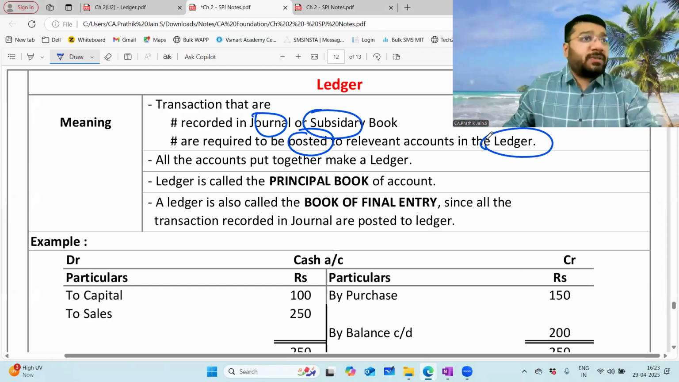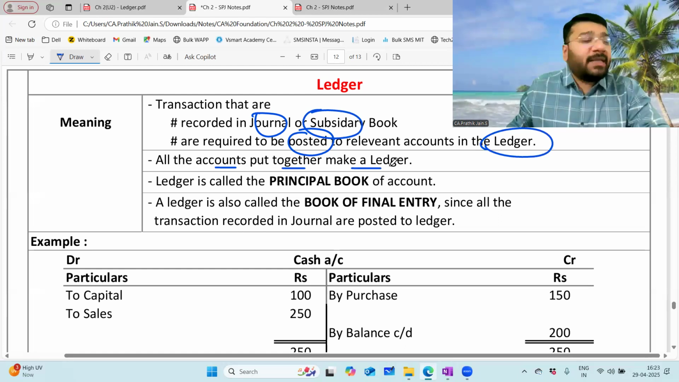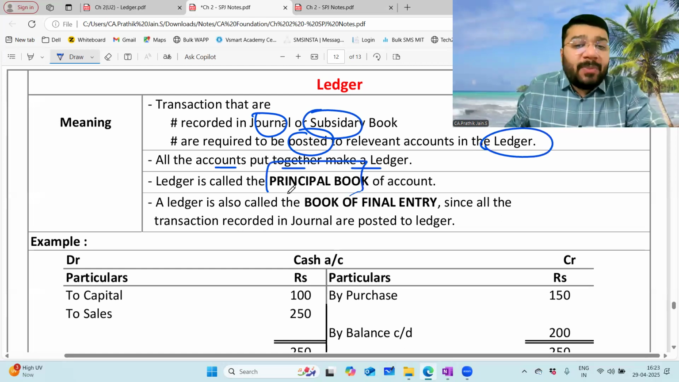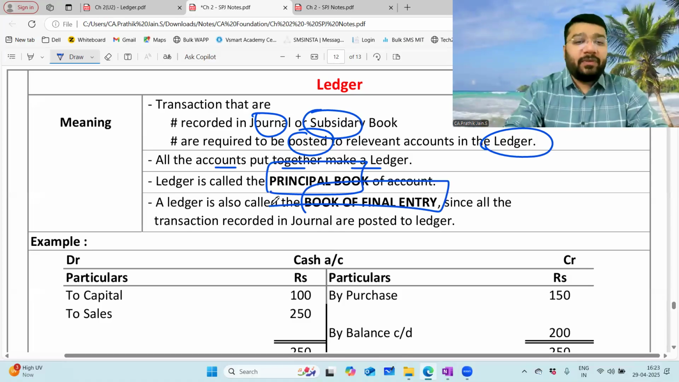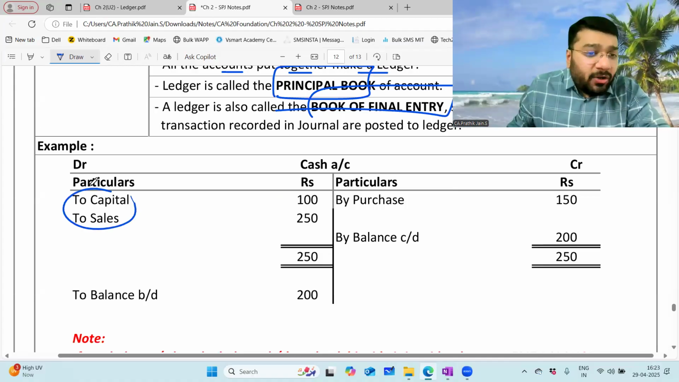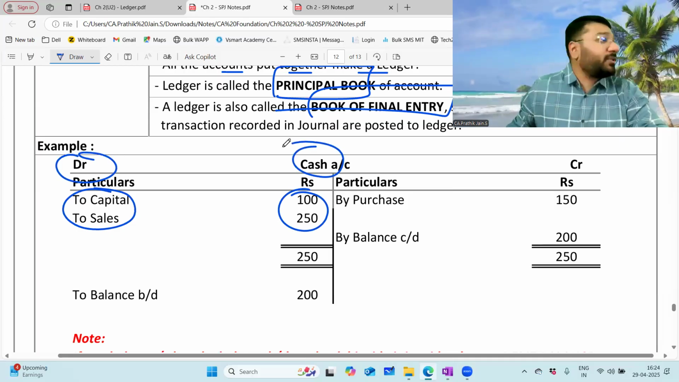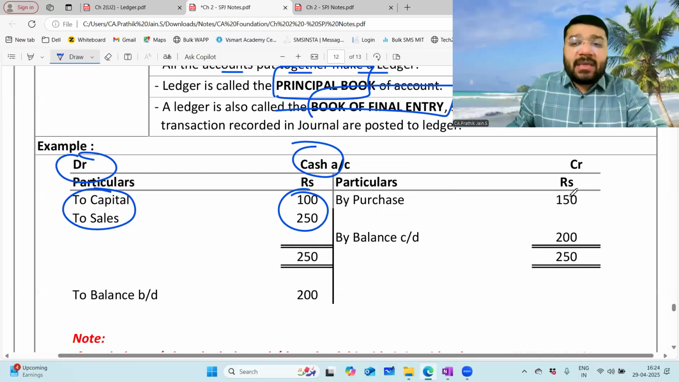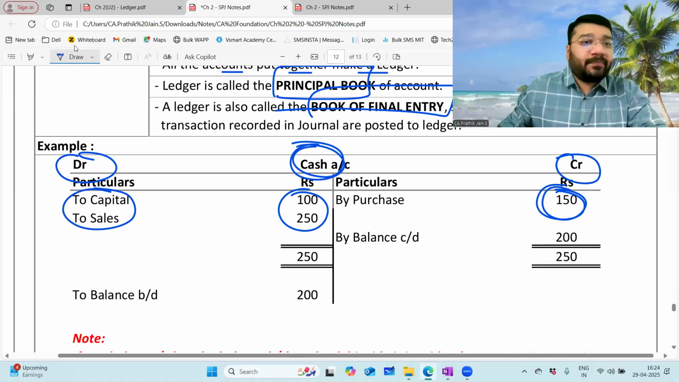That is in the accounts, and all the multiple accounts put together is called ledger. Ledger is called the principal book of accounts. It is also called the book of final entry. Wonderful. So ledger is basically a T-shaped account. If the transactions are recorded in the debit side of any ledger, we say that these amounts are debited to these accounts. And whenever I say this amount is recorded on the credit side, we say these amounts are credited to the so and so accounts.